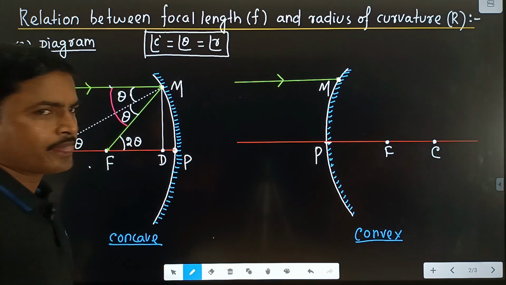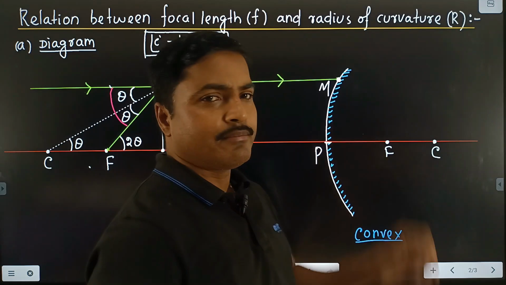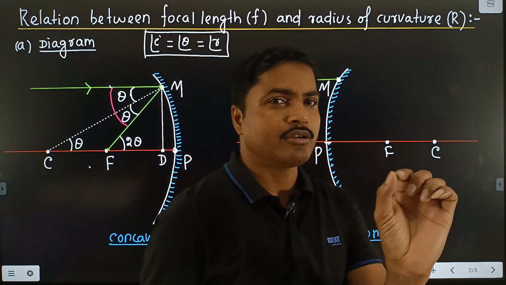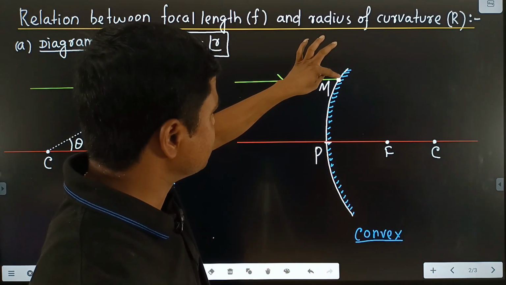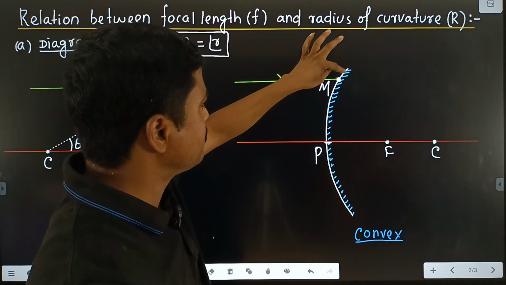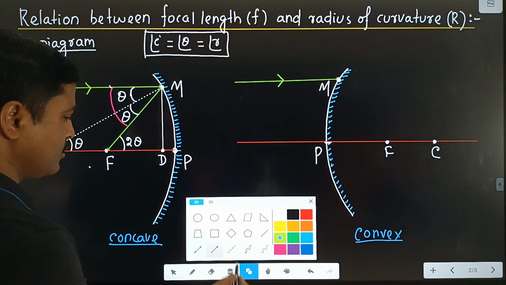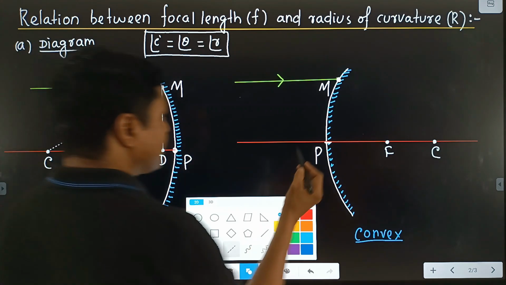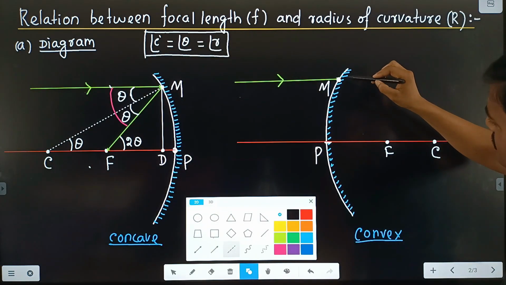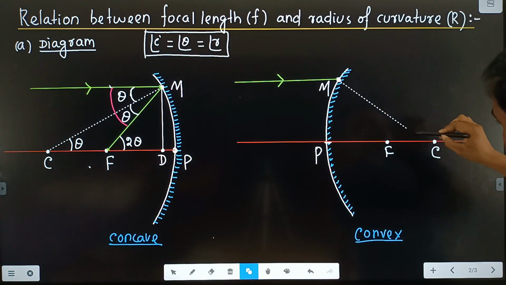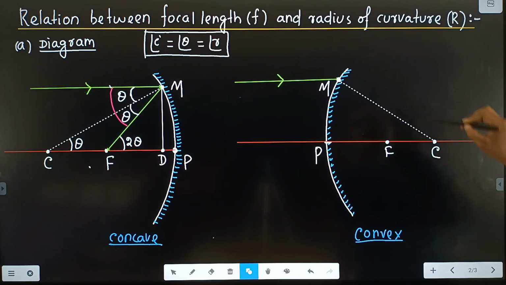Then what happened? At point M, first we draw a normal to the reflecting surface. This is the reflecting surface. We draw the normal, and you know the normal must pass through the center of curvature. Normal means perpendicular to the reflecting surface. This is the normal.